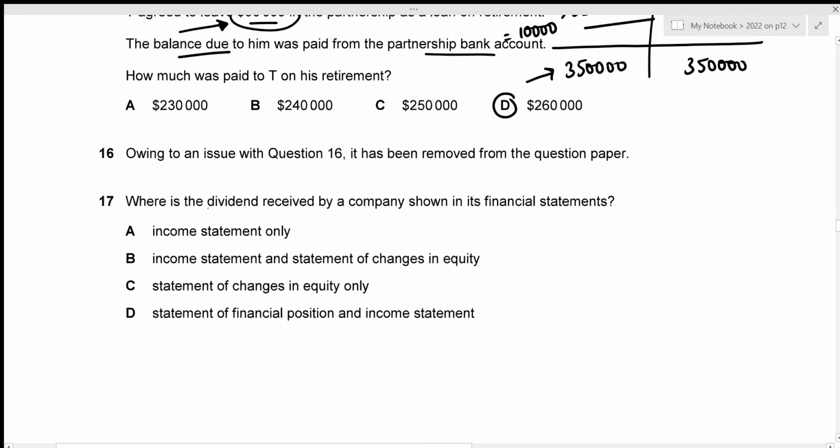So the first thing to remember here is that this is talking about dividend received and not dividend paid. And whenever dividend is received by a company, it means that these are the dividends received from its investment in some other company, right? So these are the receipts which will act as an income for our company, and incomes are always recorded in the income statement. So that is our answer, which is given in option A.